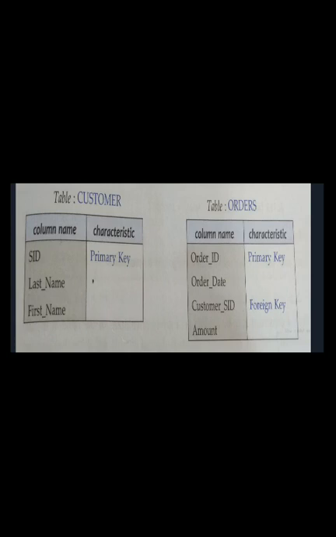Like you can see here, customer: SID, last name, first name, and SID is the primary key here. Then orders: order ID is the primary key, order date, customer SID, and this is the foreign key. So SID is the primary key in the customer table. That is why we have used customer SID as a foreign key over here. SID and customer SID must be of the same data type. If it is character type data, varchar 20 let us suppose, then customer SID should also be varchar 20 only. So same data type, same length they should possess.